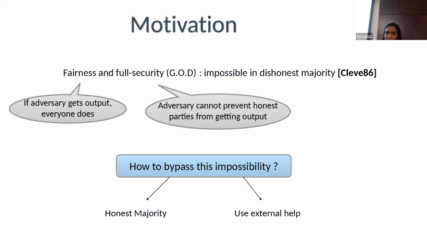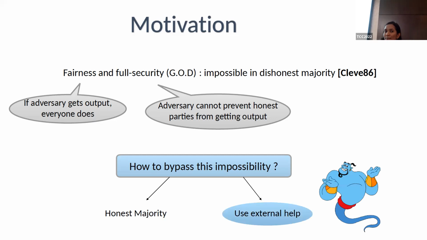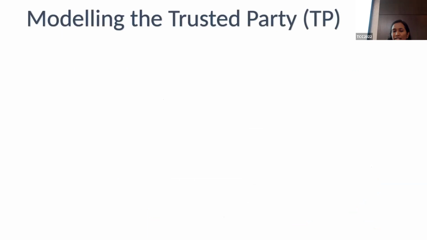And there is also another option, which has been relatively less explored, in which you continue to be in the dishonest majority setting, but still you get these guarantees by assuming some sort of external help. So you can imagine such protocols as being like a regular MPC protocol, except that occasionally from time to time, you have access to this genie who is doing some computation for you and then helping you get these strong guarantees.